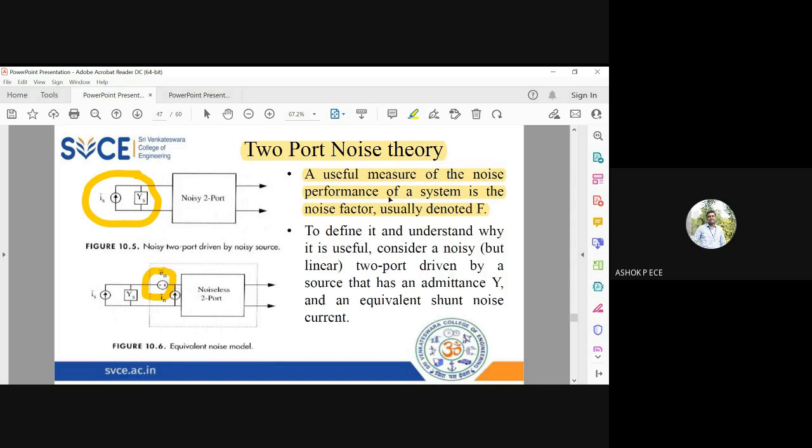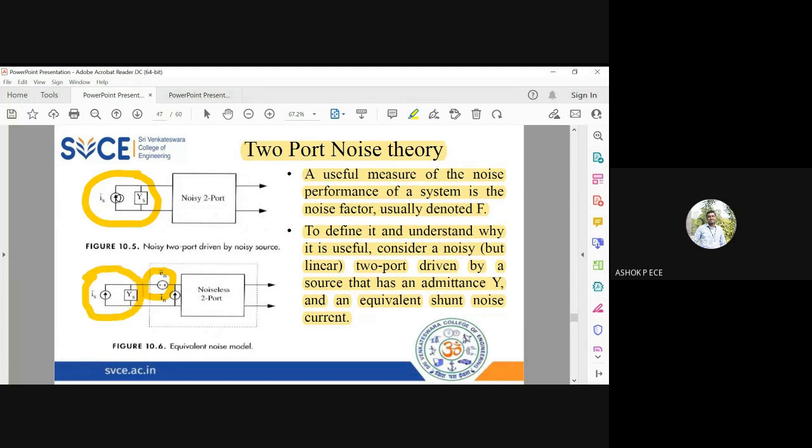We usually measure the noise performance of a system by one parameter called the noise factor. The noise factor is denoted by capital F, and we are going to see the relation between F and the parameters shown in the diagram. I am going to consider a noisy device which is driven at the input side. It is going to have an admittance of Y and an equivalent shunt noise current. So I am going to excite the device with a noise voltage En, and it is going to have a noise current In apart from the input signal Is parallel to Is.